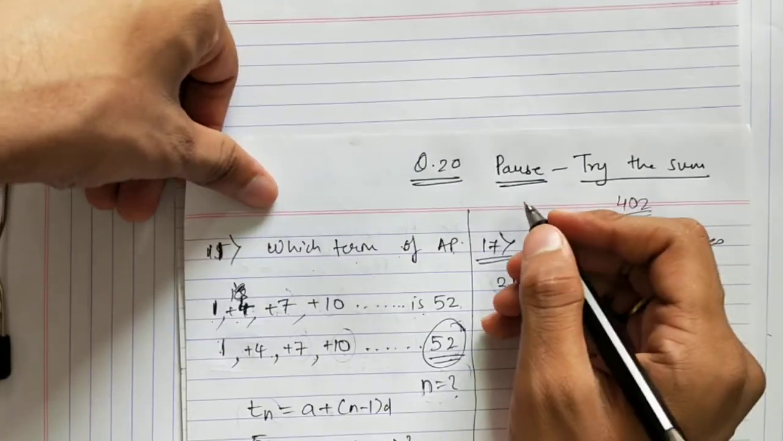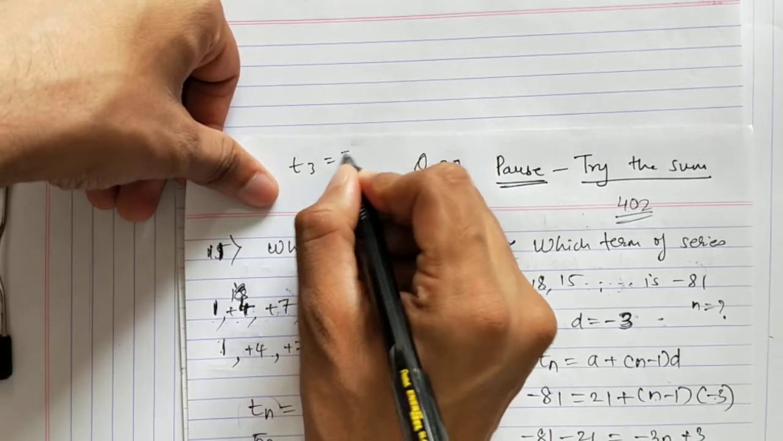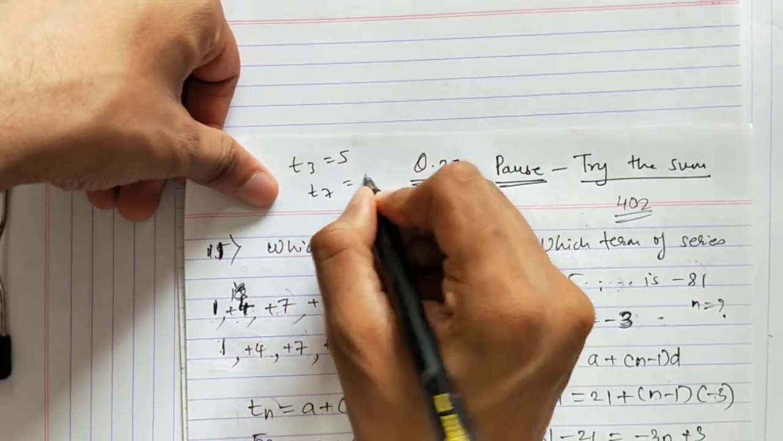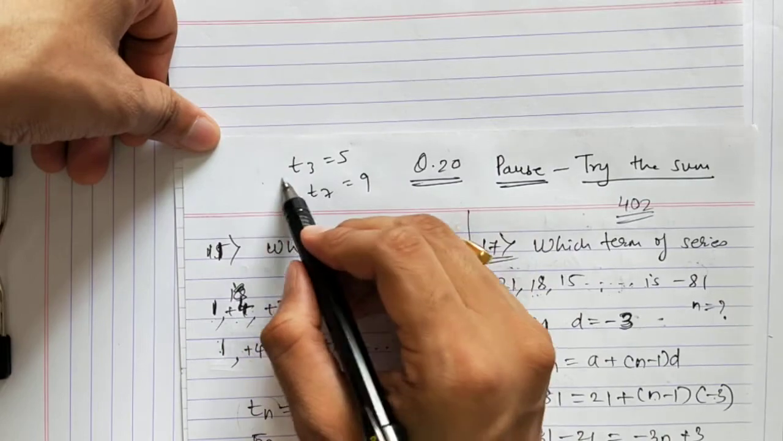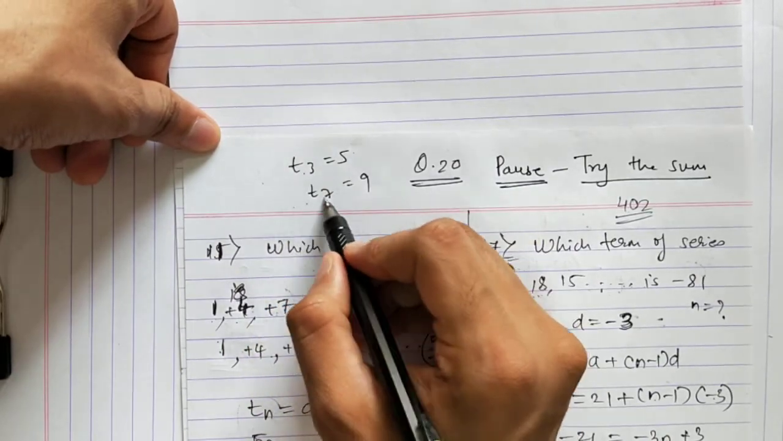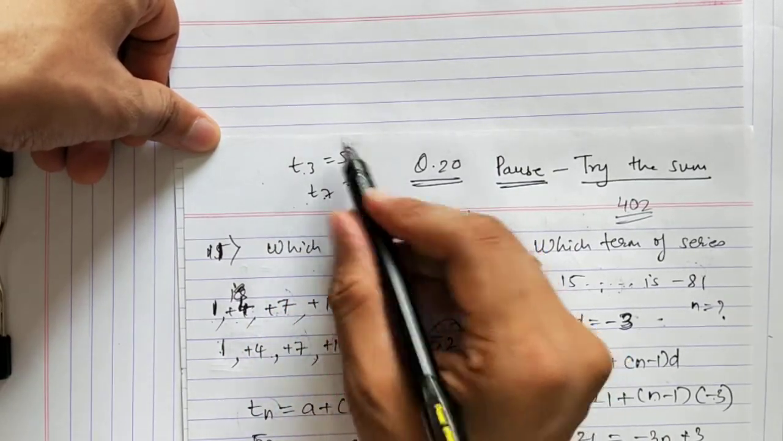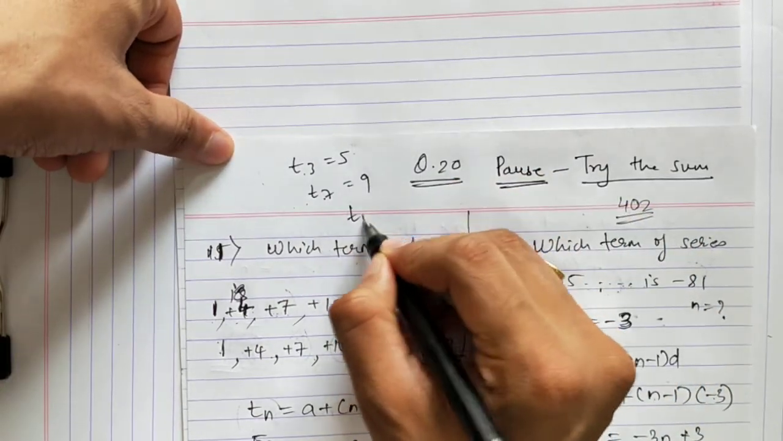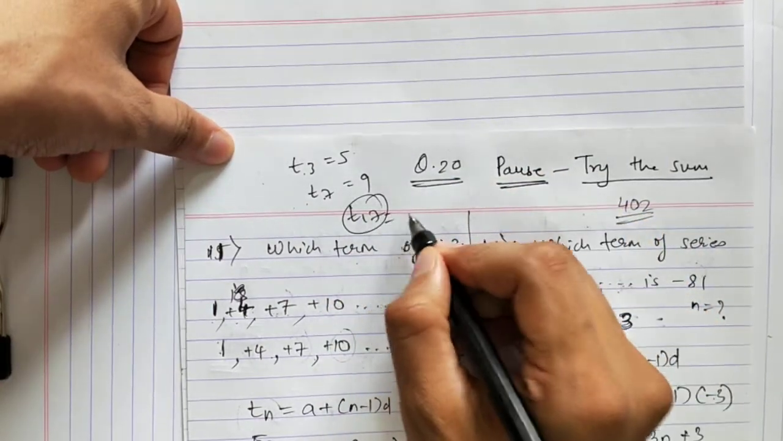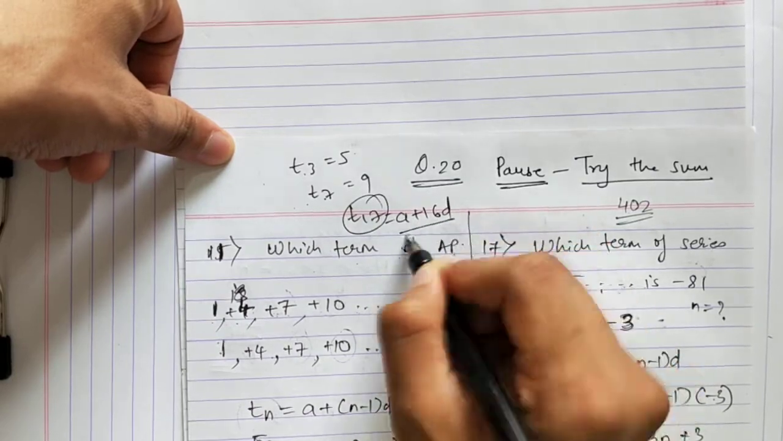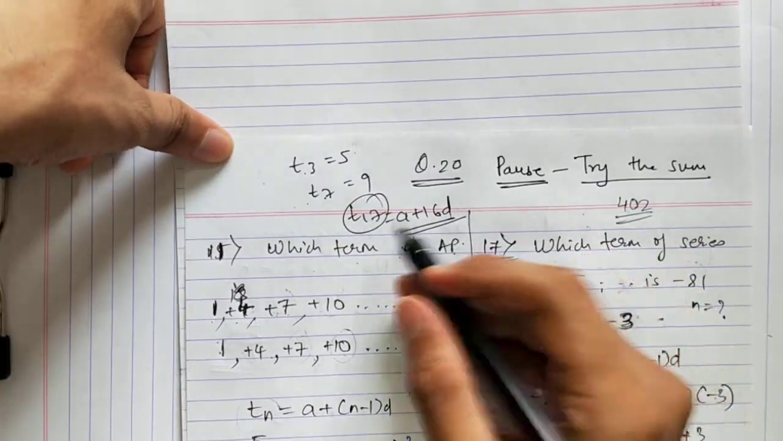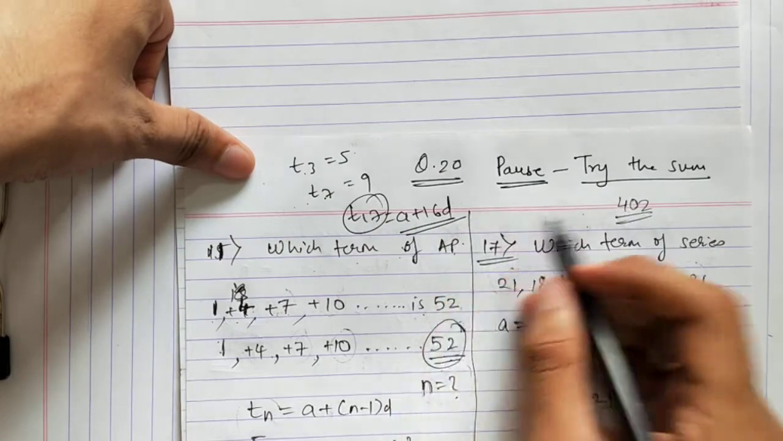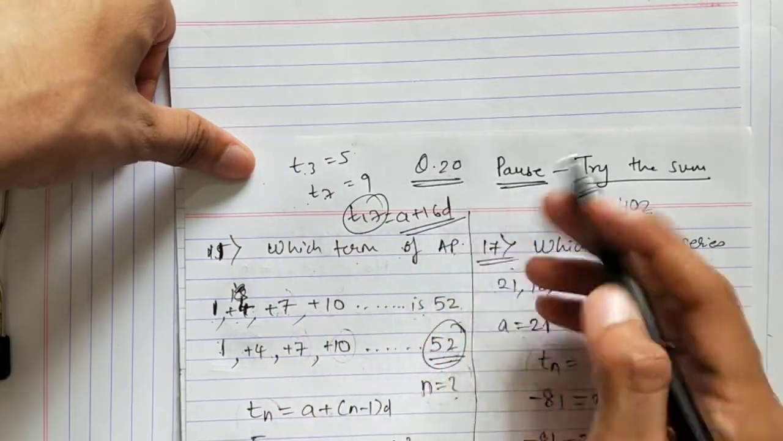Okay, I know they have said the third term is 5 and the 7th term is 9. So third term means A plus 2D is 5, A plus 6D is 9. Solve them simultaneously, you will get the value of A and D. And then they are asking you to find the 17th term. What is 17th term? 17th term is A plus 16D. Okay, you will be easily able to find it. Solve the sum now, okay, and then proceed with the video.